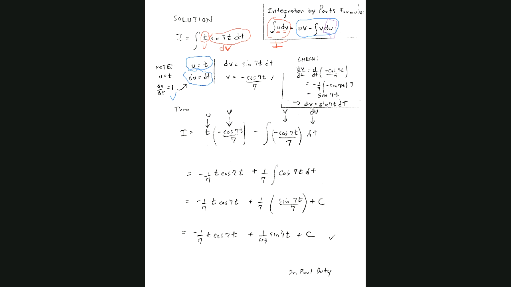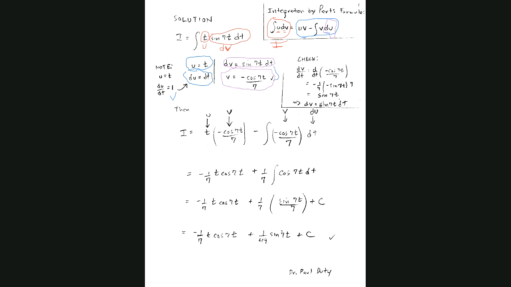Since that's the case, then v will be negative cosine of 7t over 7. But I know what you're thinking. Hey, where'd that come from? It's an antiderivative. So dv/dt, let's think about it like this. Could we go the other way?